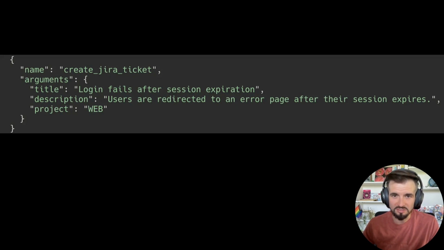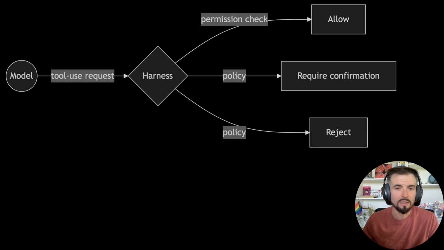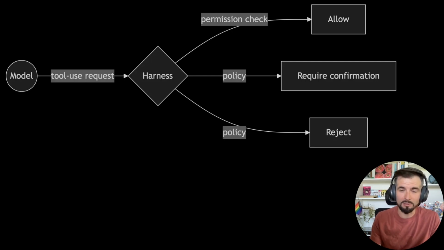It does not tell us that WEB is a real Jira project. It does not tell us that the current user has permission to create a ticket there. And it definitely doesn't let us know whether the application should allow the operation. Those decisions are still in the application's services, not in the model. At this point, the model has not created anything. It produced a structured request indicating which action it wants the application to take.